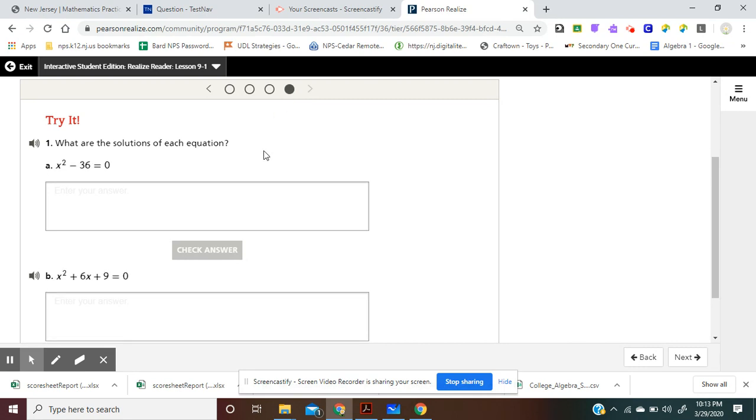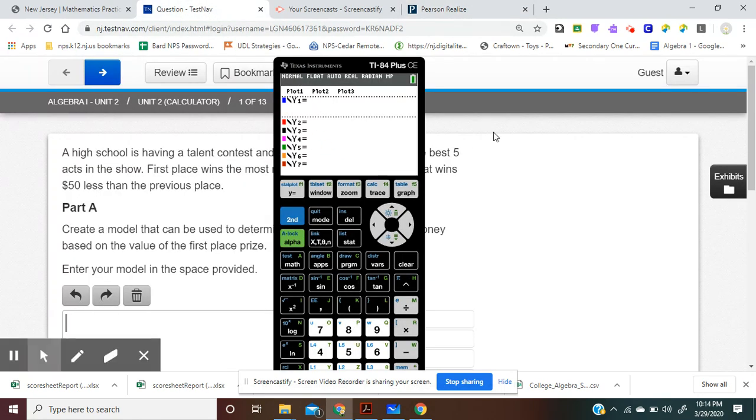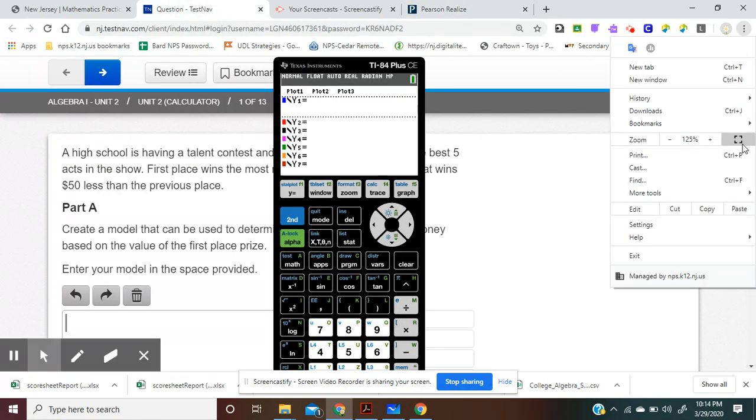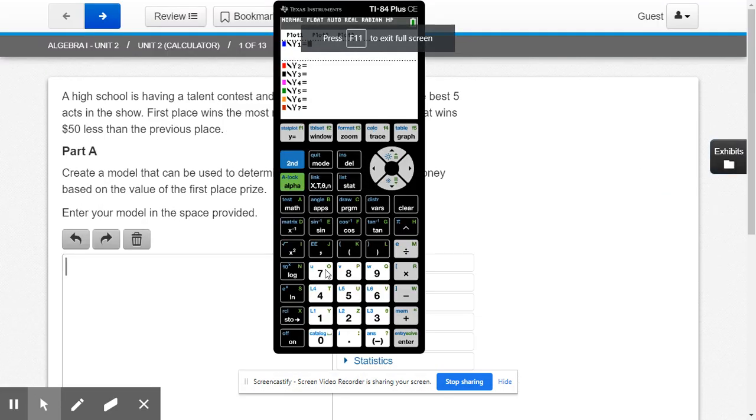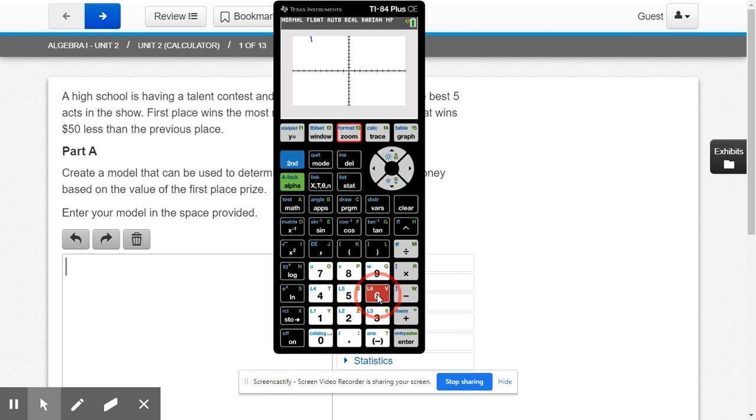So here we want to find the solutions to x squared minus 36 equals 0. So we're going to start by first graphing this. I'm going to just zoom in here so we can see the calculator all the way. So I'm going to type x squared minus 36. Notice that I'm not going to type in the equals 0 part. I'm just going to write the left side of the equation. I'm going to go to zoom and standard just to make sure we have a standard zoom. And this is actually good enough for us to see where our graph intersects the x-axis.